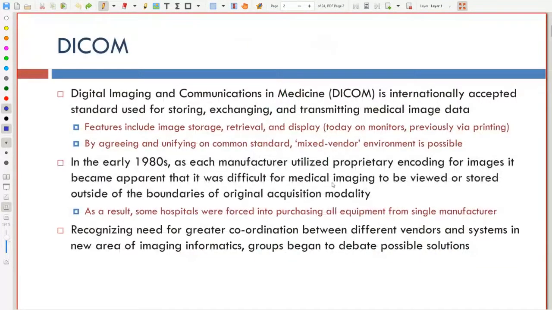We'll start with DICOM. Okay, the DICOM format is a very well-known format, and it's a very well-known standard that people use for exchanging images in particular.